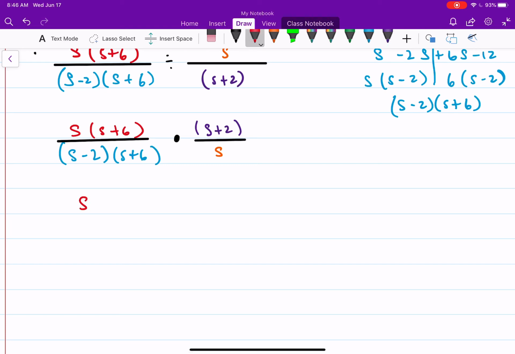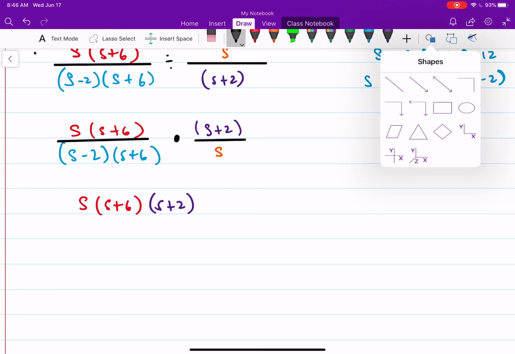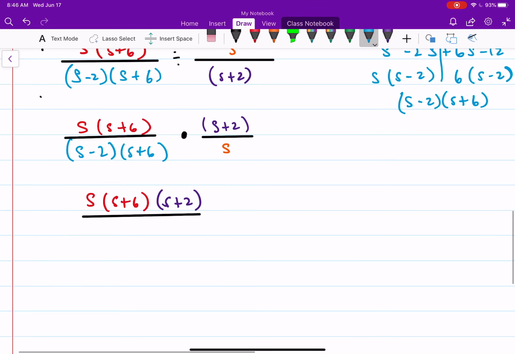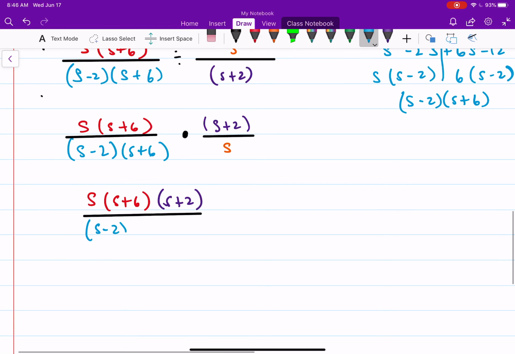I got the s with the s plus 6, and then the s plus 2 over the s minus 2 times s plus 6. Actually, I said to you guys before, I always want to move that standalone s to be in the front. So I'm going to do that.